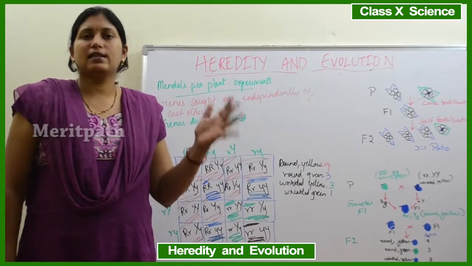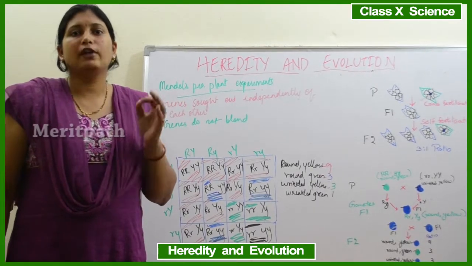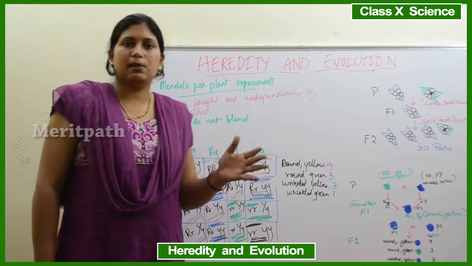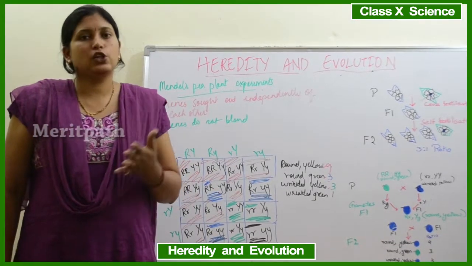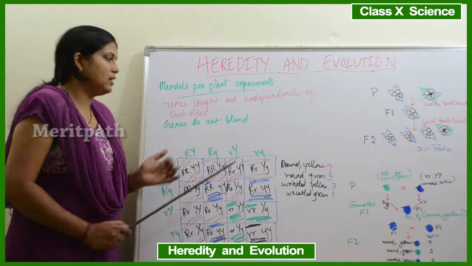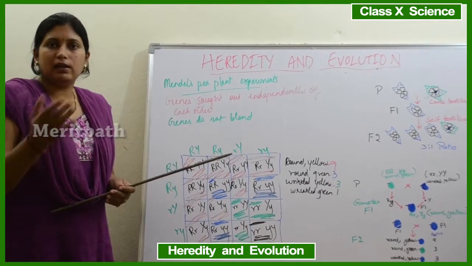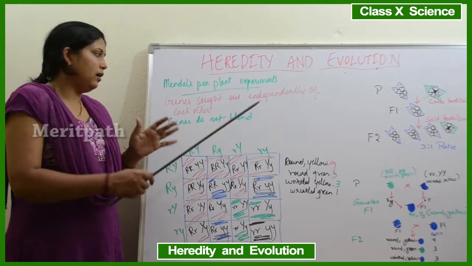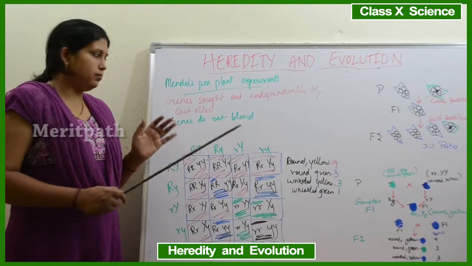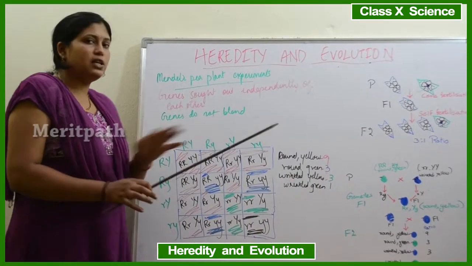And here he has explained Mendel's second law. What is Mendel's second law? The law of independent assortment. What does it explain? That alleles of different characters separate from each other during gamete formation. So alleles of different characters separate from each other and express independently during gamete formation. So genes sort out independently of each other. Genes separate independently from each other and genes do not blend.